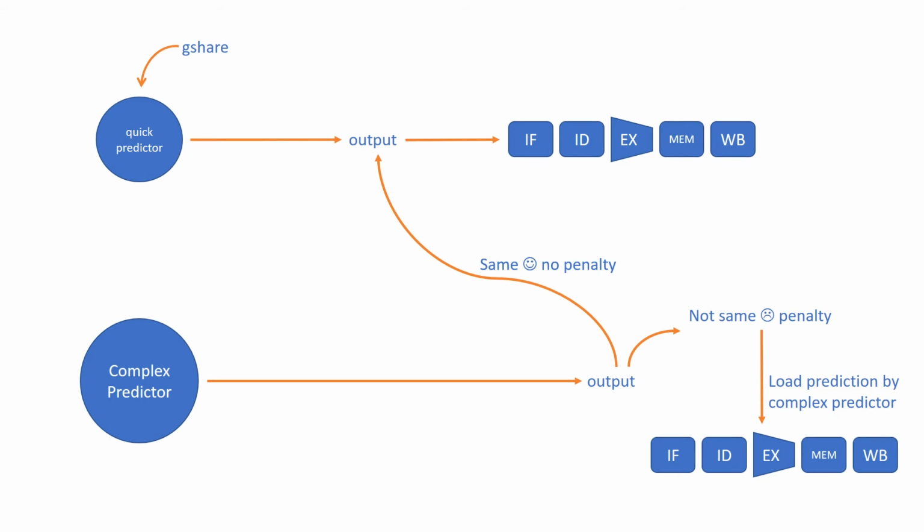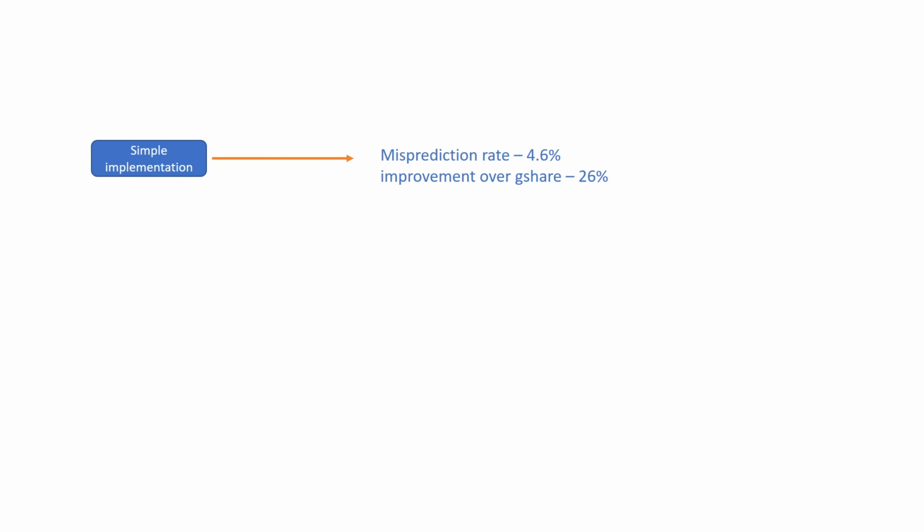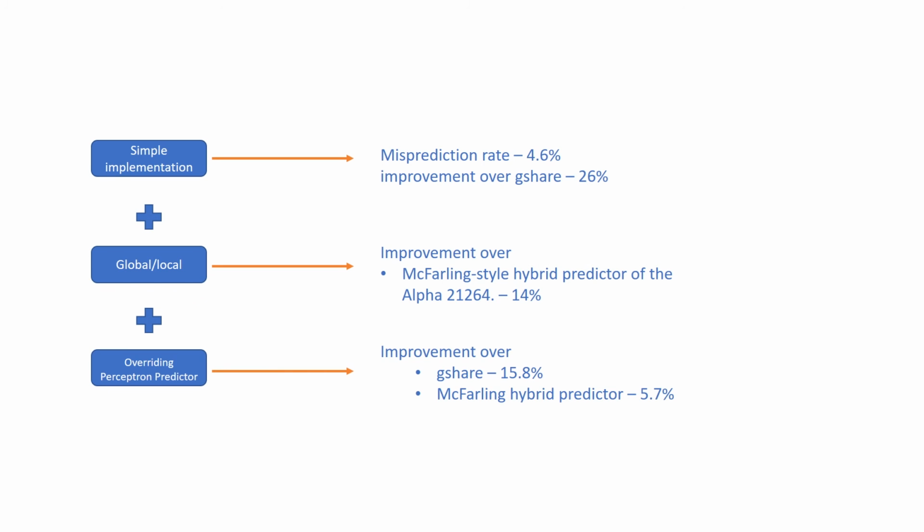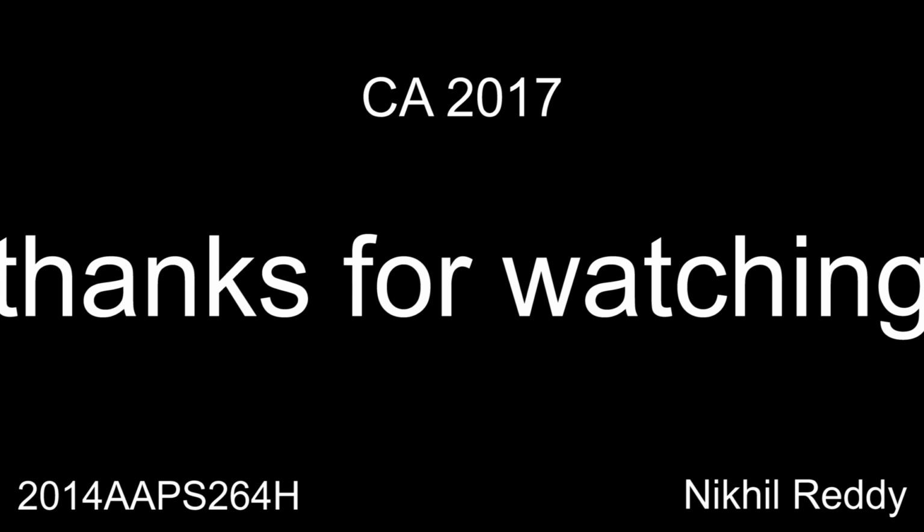In this paper, they evaluated an overriding perceptron predictor in which the second level perceptron predictor is combined with a first level G-share predictor. The results are calculated using a 4K hardware budget, and a simple version of this method that uses only global history achieves a misprediction rate of 4.6% and an improvement of 26% over G-share. If we add local history to this predictor, it improves 14% over the McFarling-style hybrid predictor, which also uses both global and local history. And if we add the overriding perceptron predictor, then it improves 15.8% over G-share and 5.7% over the McFarling hybrid predictor.